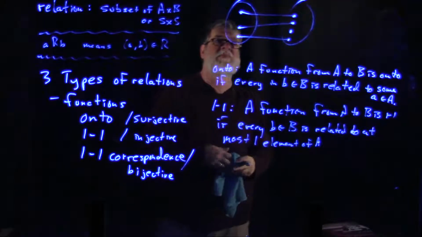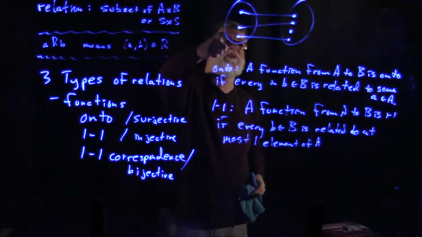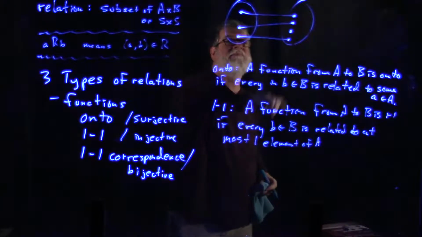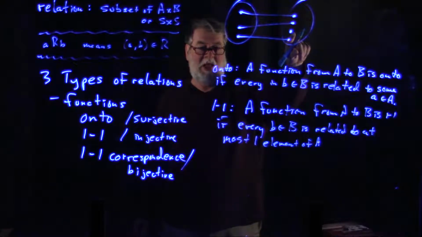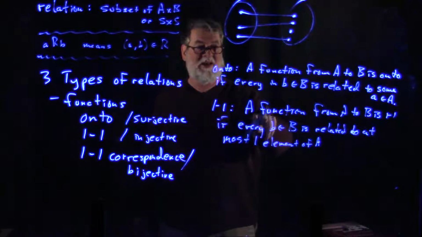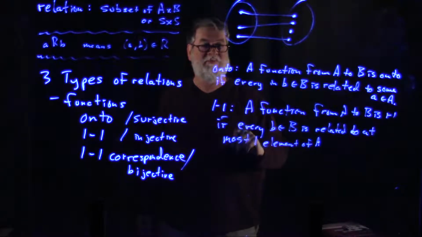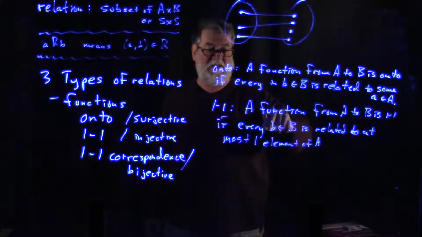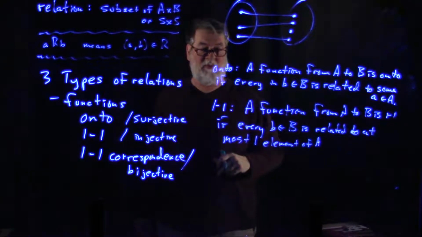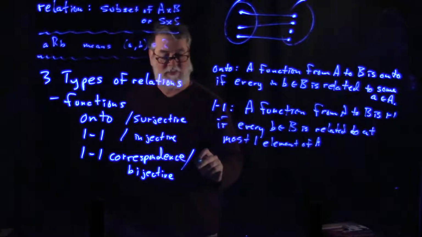This is 1 to 1 because not only does each of these only have one thing on it, each of these only has one thing on it. Now this one right here doesn't have anything on it. That doesn't violate 1 to 1-ness as long as there's never more than one. So onto says you have at least one everywhere over here, and 1 to 1 says you have at most one everywhere over here.